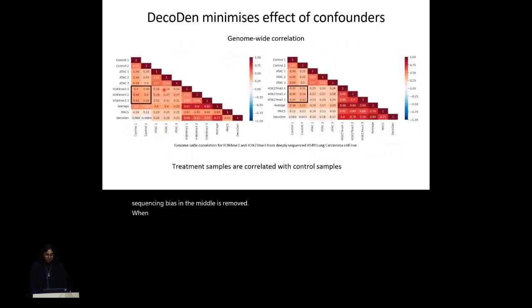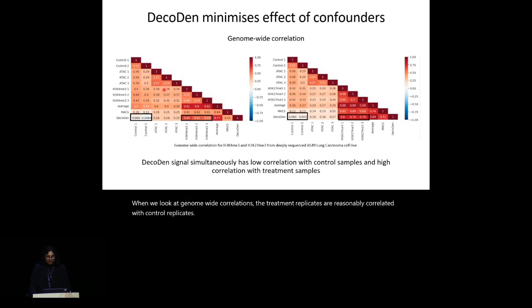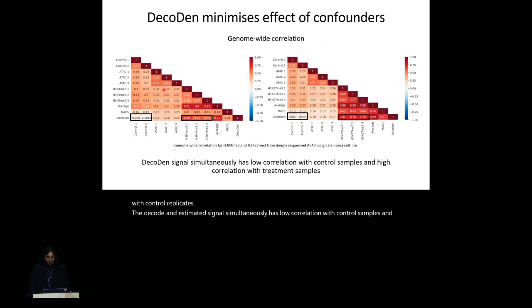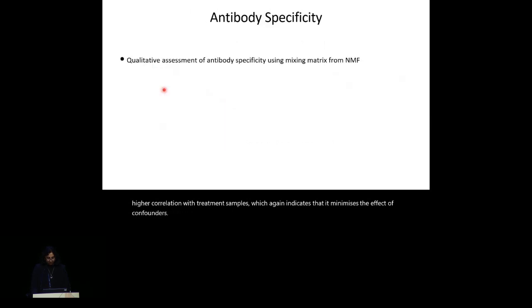When we look at genome-wide correlations, the treatment replicates are reasonably correlated with control replicates. The Decoden estimated signal simultaneously has low correlation with control samples and higher correlation with treatment samples, which again indicates that it minimizes the effect of confounders.